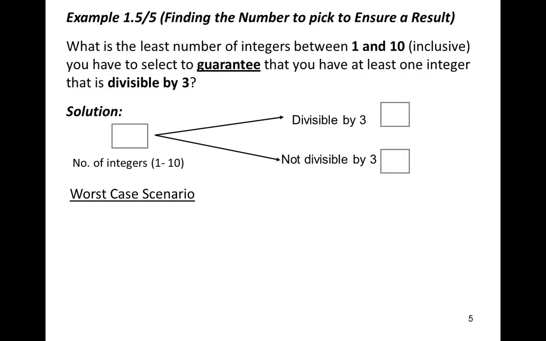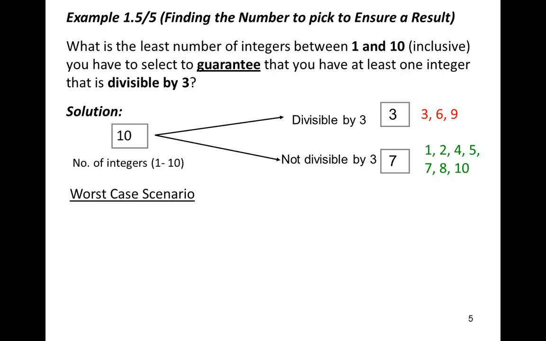In this example, what is the least number of integers between 1 to 10 you have to select to guarantee that you have at least one integer that is divisible by 3? To answer this question, first we need to realize that there are 10 integers between 1 to 10. Out of these 10 integers, only 3, 6, and 9 are divisible by 3. The rest are not. So only 3 integers are divisible by 3, while the other 7 are not.